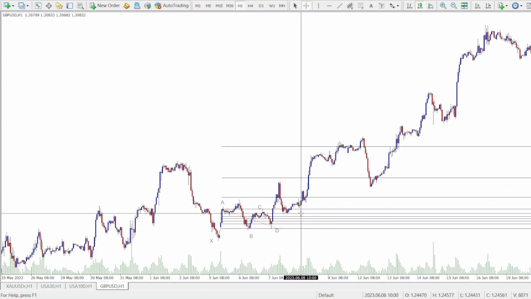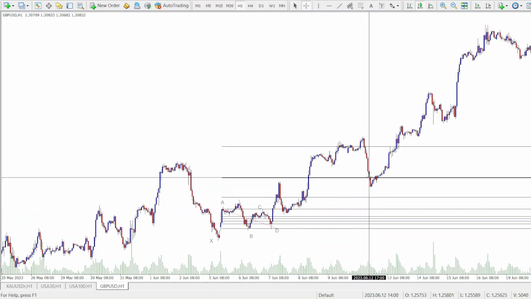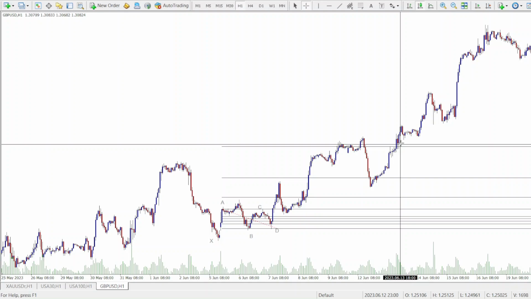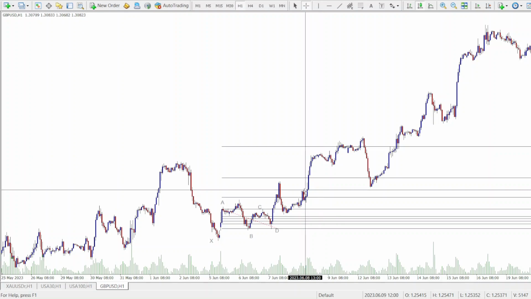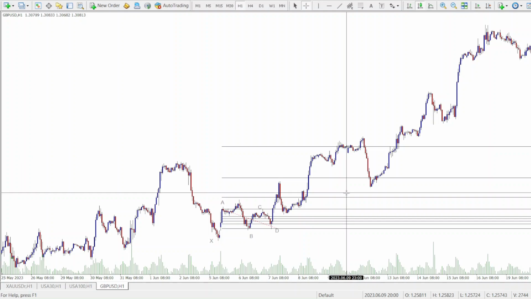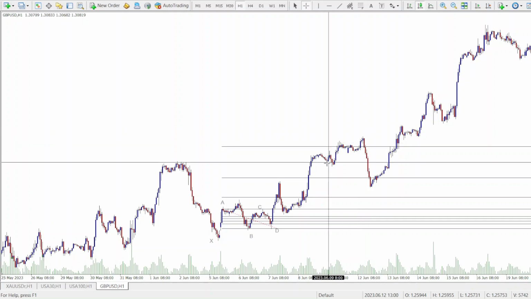You can decide to take a profit at 100%, at 161.8%, at 261.8%, or at 423.6%, right? Depending on your patience to hold the trades or your profit target. You can decide to have a specific profit target, maybe using a risk to reward ratio of 1 to 2.